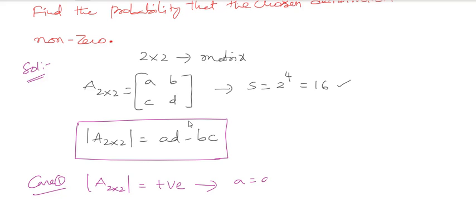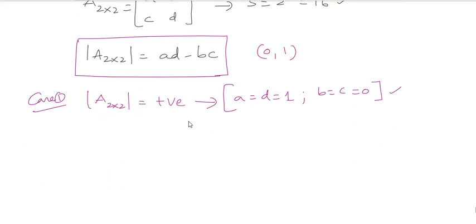So A and D must be equivalent to 1, and B and C may be either 0 or 1. This is the case because AD minus BC, if I want to make this positive, the elements are either 0 and 1 only. So can you check the possible ways here? You can cross verify the possible ways.